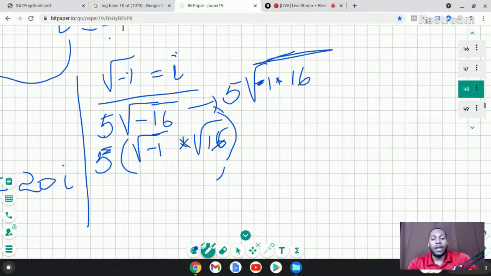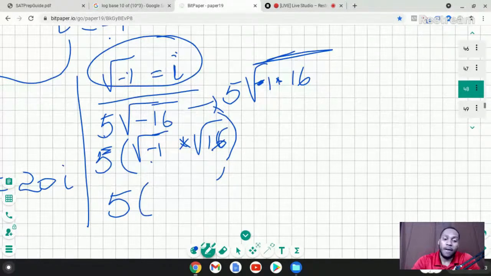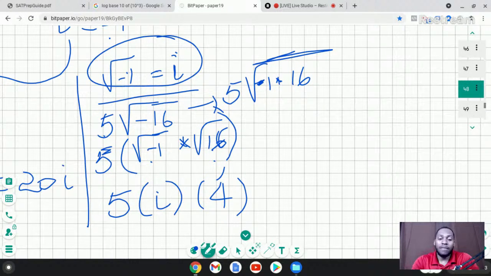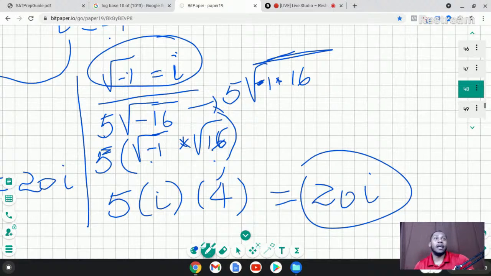Now I can do the same thing I did earlier. The square root of negative 1 is I. The square root of 16 is 4. 5 times 4 is 20I. Either way you slice and dice it, it is 20I.